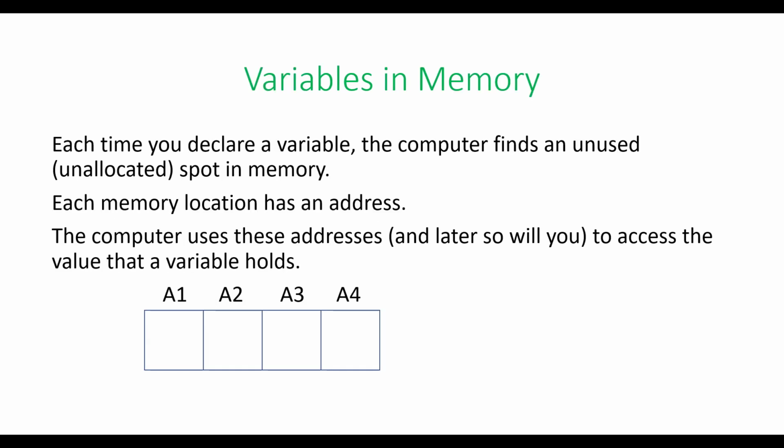So let's talk about variables in memory. Each time you declare a variable, the computer finds an unused, or unallocated, spot and allocates memory. Each memory location has an address. Now understand this is a very simplistic form, but I just want you to understand what's going on at this point. So the computer will use those addresses, and you will too, to access the values that a variable holds.